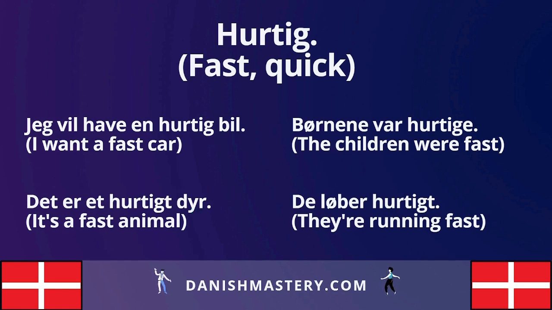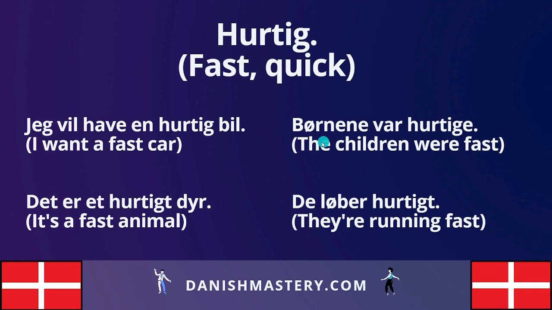And then you got, det er et hurtigt dyr. It's a fast animal. Right? Det er et hurtigt dyr. Easy. Yeah. This one in the plural you have. Børnene var hurtige. Børnene var hurtige. The children or kids were fast.